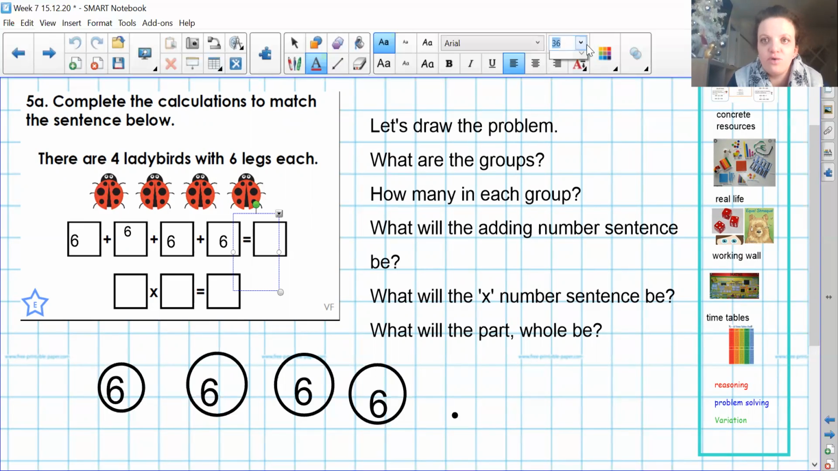So my total is 24. Okay, now I've got to think of it as a times. So remember, my times means lots of or groups of. So how many groups have I got? How many lots of have I got? So I've got 4. I've got 4 ladybirds. I've got 4 groups. I've got 4 lots of. So 4 is going to go in there for me.